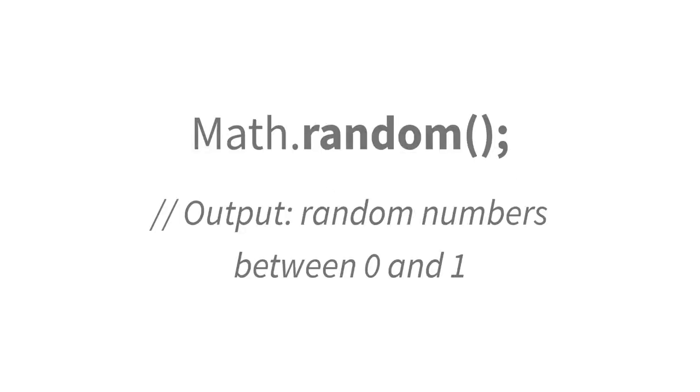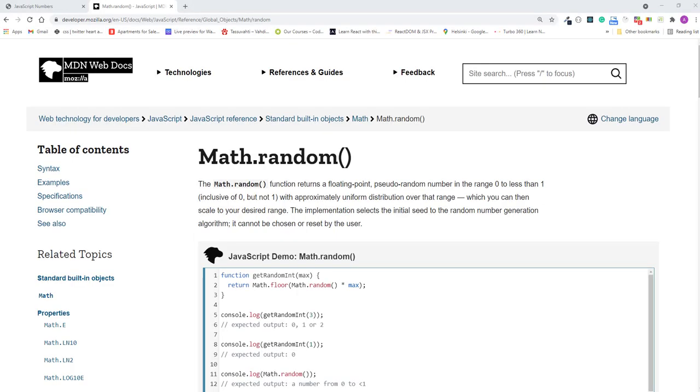Generating a random number in JavaScript is quite straightforward. It's an operation built into JavaScript by a method named Math.random. Let's look at the documentation for the Math.random method on the Mozilla Developer Network. You can find the link in the description below. So here it's saying that Math.random returns a floating point pseudo-random number in the range of 0 to 1, not including 1. Let's see how it works.